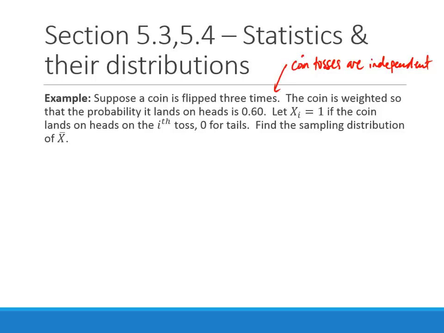So I'm going to flip this coin. The result of each coin toss doesn't affect the other ones. The coin doesn't know what it just did. So we have independent tosses, and then I'm using the same coin, so they all have the same distribution, identically distributed. So I have the same coin. It's going to have the same probability of landing on a head each time. Okay, so I have 3 coin tosses. So I have x1, x2, and x3.